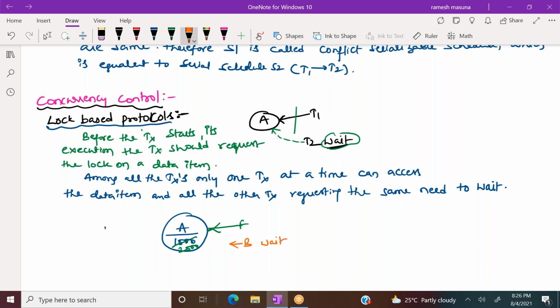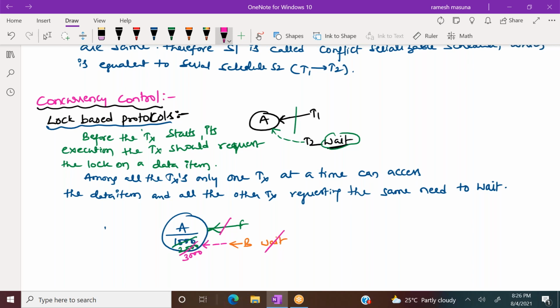Once my father transaction is going to release the lock on data, because B is waiting now, there is no more waiting for B transaction. What B will do, it will take a lock on it and add 1,000 plus 1,000. Any loss occurred? No loss occurs.